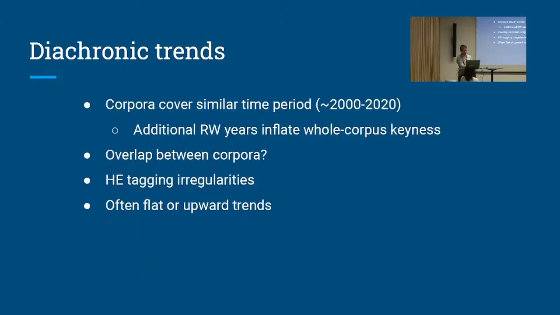Now, there's always some exceptions here. The corpora aren't perfectly aligned, so while they both cover roughly the same two decades, the ReliefWeb has more, and there's some tagging issues. There's also a question about how much these corpora overlap, because they're both domain-specific corpora that focus on publicly available PDFs and HTML documents online. So we'd expect there to be some overlap, but we're not quite sure. That would take a separate analysis.